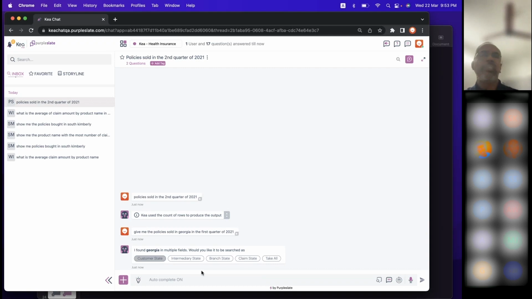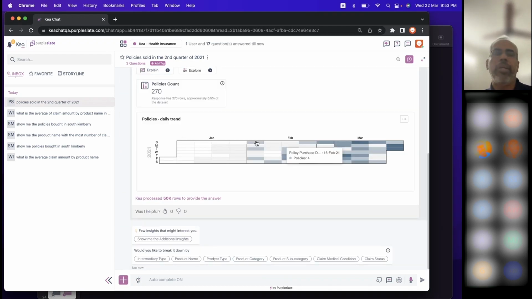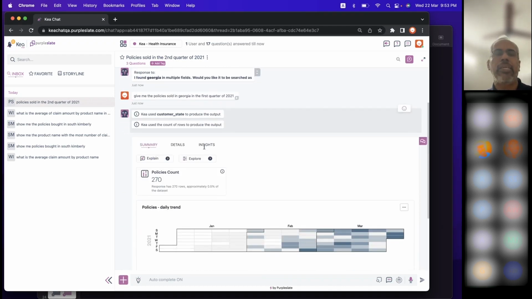So now, since it is trying to analyze the data, it says, hey, by the way, you mentioned Georgia. I know it is a state, but there are so many other data attributes here, which one are we really talking about? So I just say, hey, this is for the customers. I'm just basically trying to find out how many customers in Georgia we got. So now I have something like this.